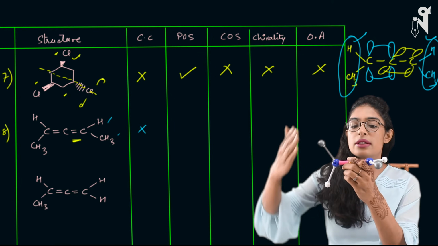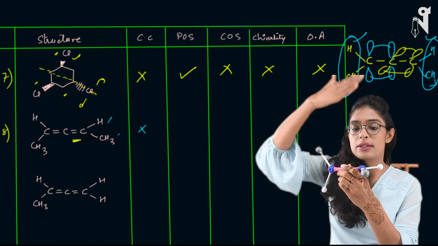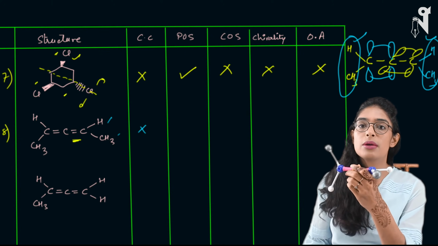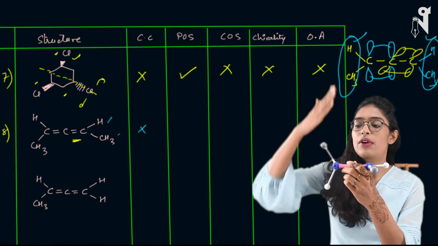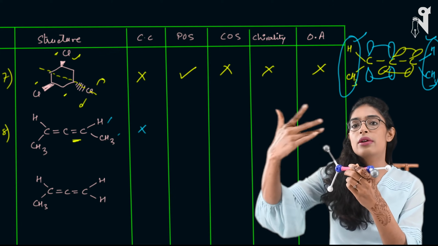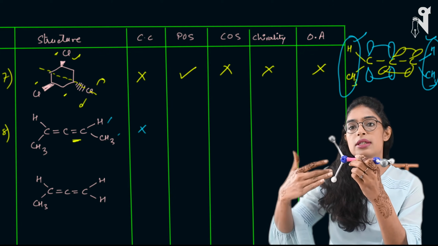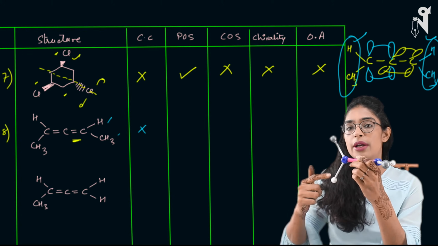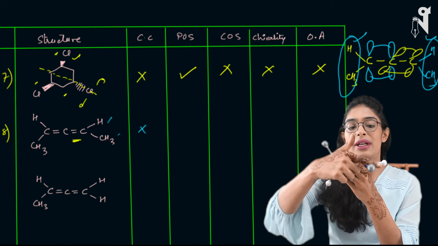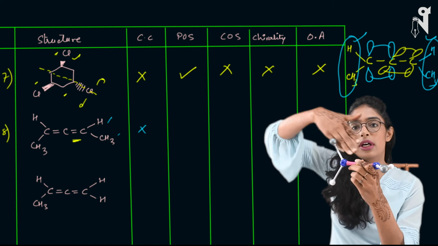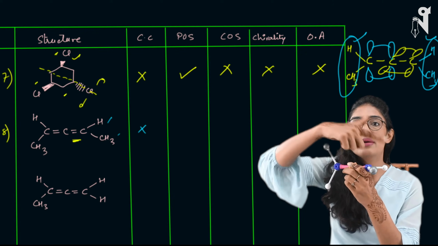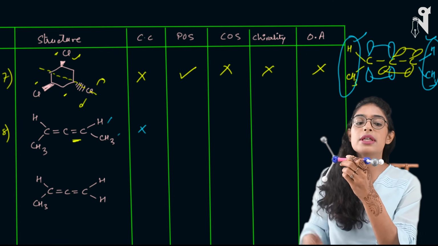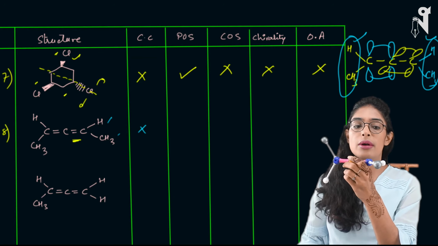Just look at this molecule. If I do this slice cut like this, am I getting a POS? If I cut it like this, this ball will go here, this hydrogen will go here, this hydrogen will go here. But here, are we getting the mirror image? If I cut it like this, am I getting a mirror image? No, here is a hydrogen and here is CH3. So I'm not getting the mirror image over here.